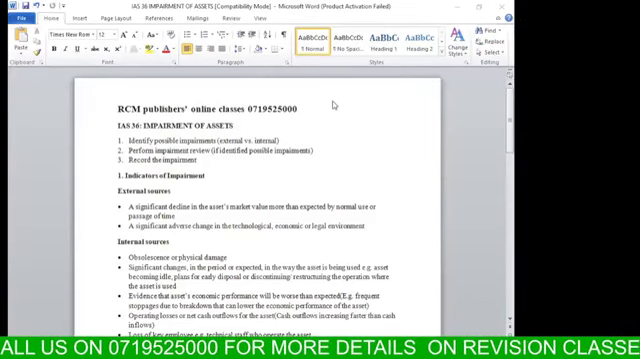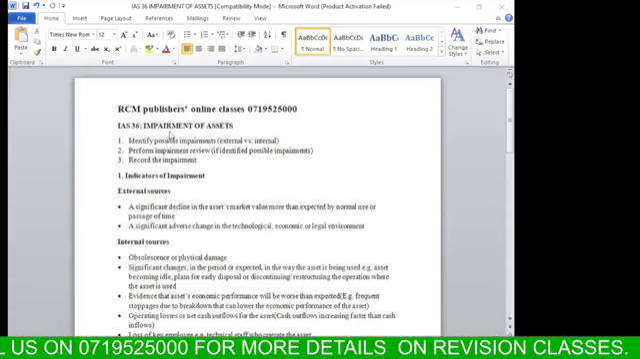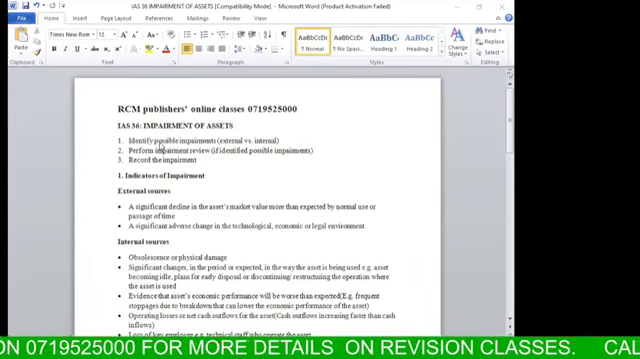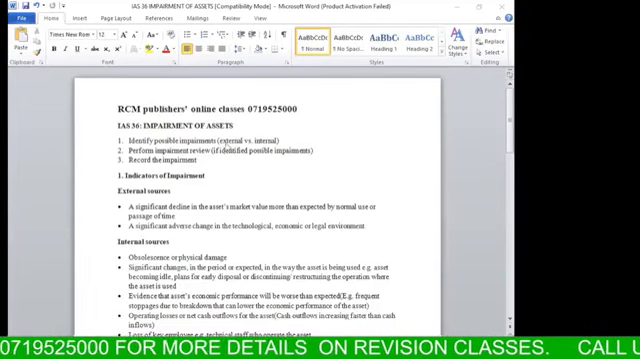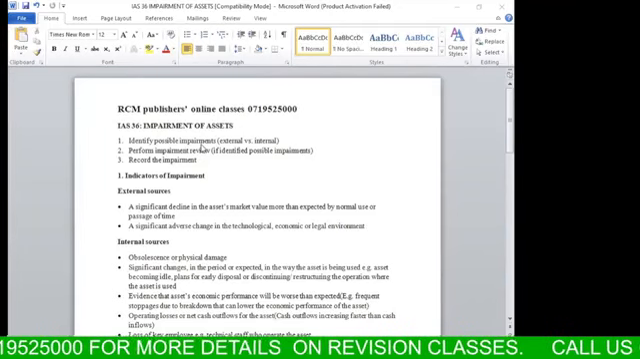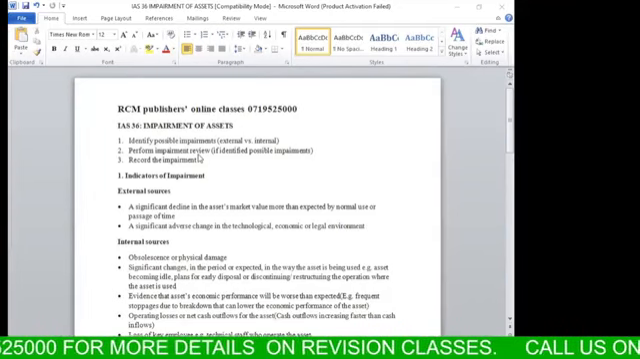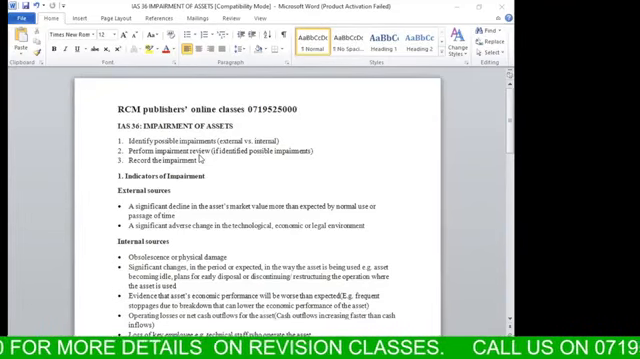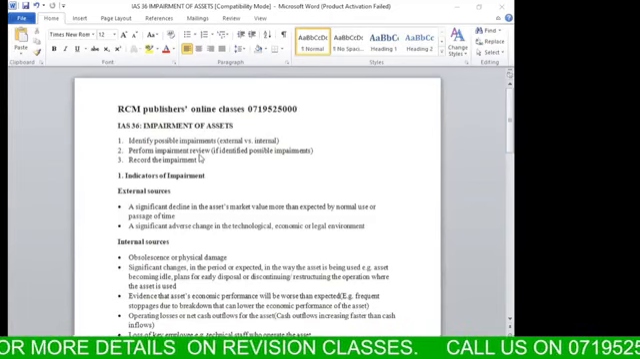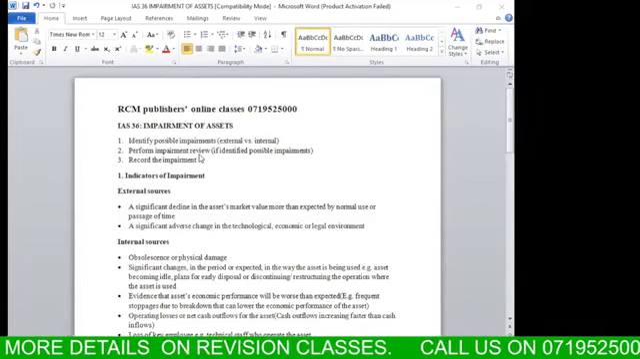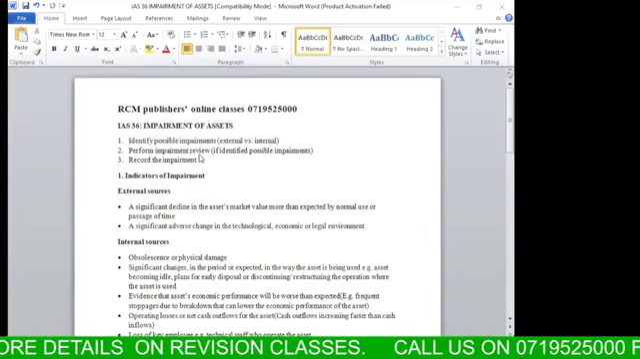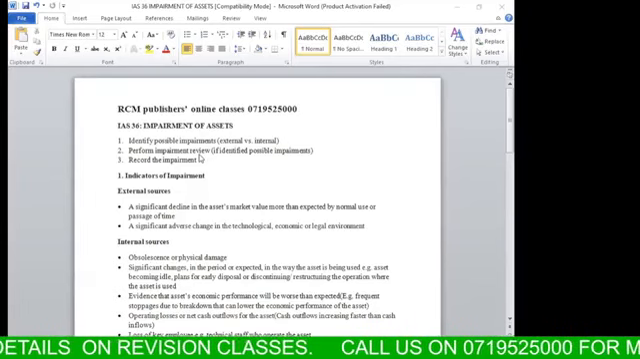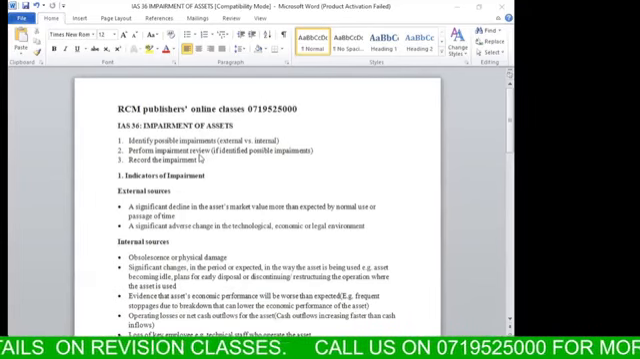So brushing through the concepts, we are told here impairment of assets, IAS 36. The main agenda of this particular standard is to enable us identify possible impairments, external versus internal, and perform an impairment review if possible impairments are identified. Very important for you to understand that. And of course, how do we record the impairment in the financial statements? Under recording of the impairment, we shall have an extract of the statement of financial position and an extract of the statement of profit or loss and other comprehensive income.